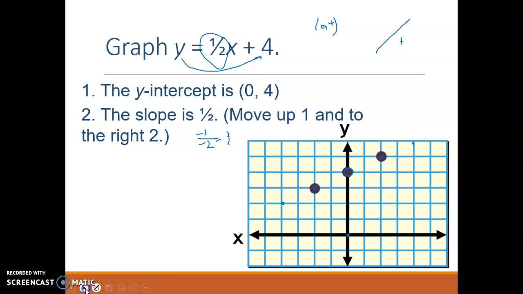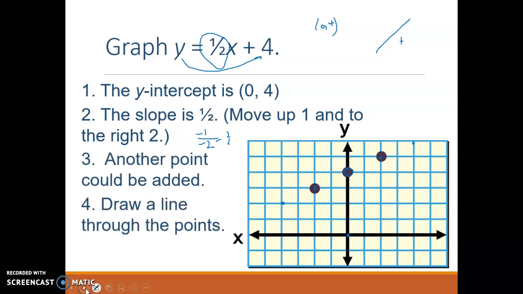When we connect those dots, we'll see that in fact we do have a line going in the positive slope. We'll draw a line through the points just to check our work, and there we go. A line with a positive slope of 1/2 that passes through the 0, 4 point.